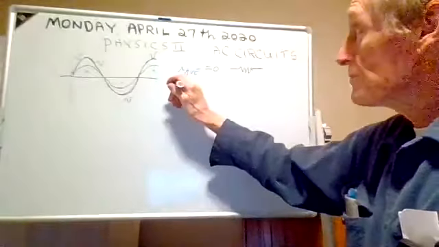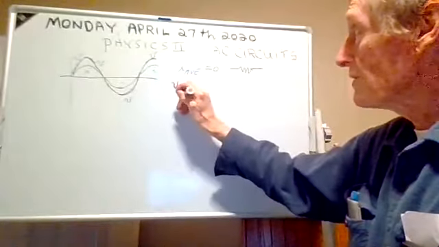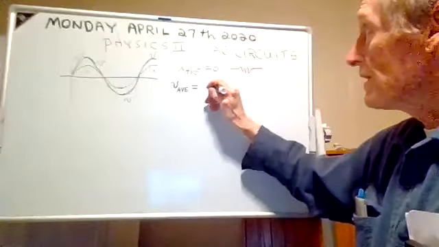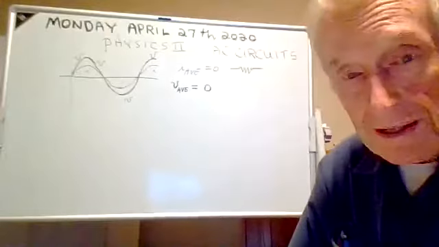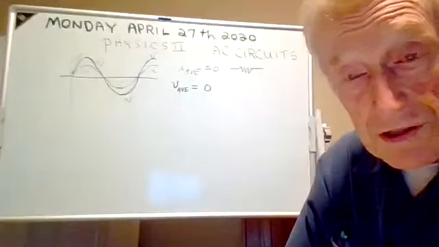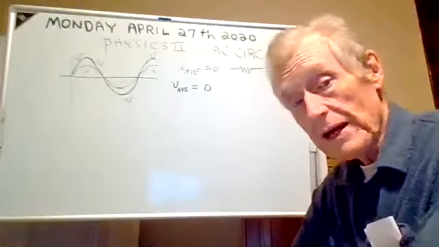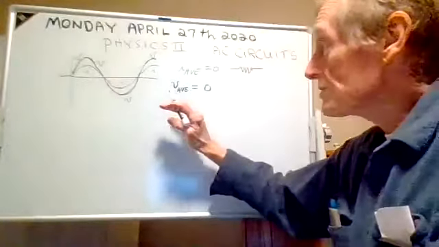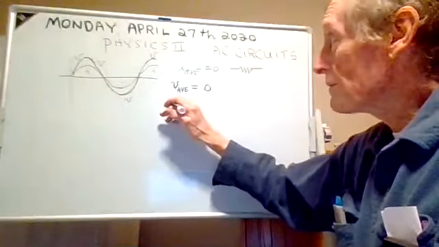See, the average voltage, hey, that's better. I think I found something good here. That one's much clearer. Yeah, the average voltage is zero. The average current is zero. But now we're going to talk about the average power.